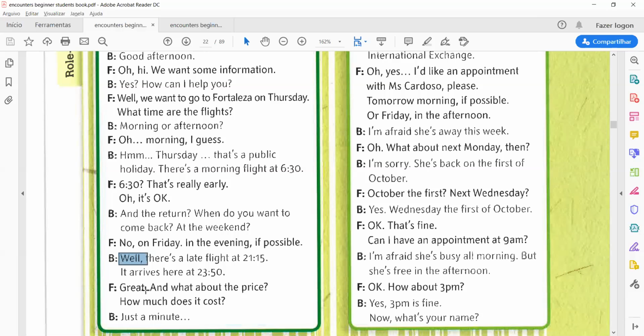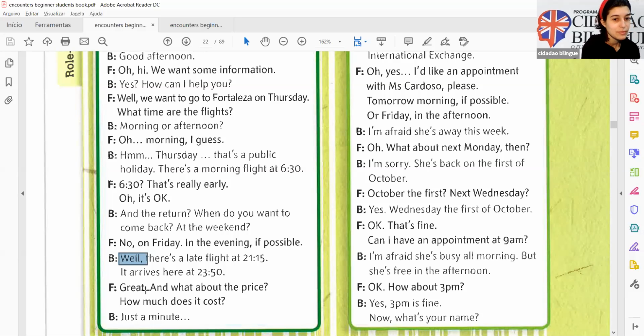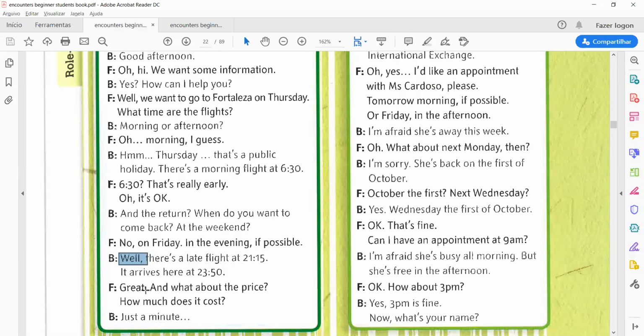Yes, that's correct. It arrived here at 23:50. Is that right? Yes, very good. Great. And what about the price? How much does it cost? Just a minute. Very good, girls. Very good.